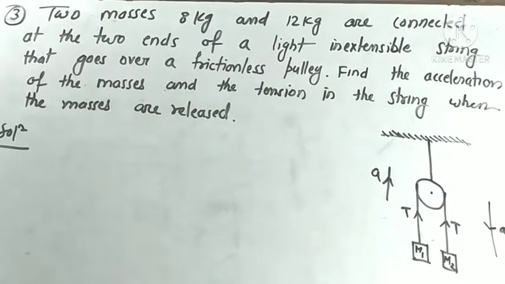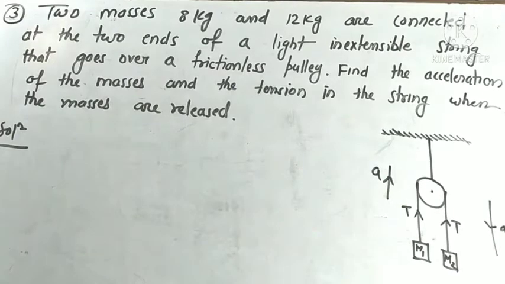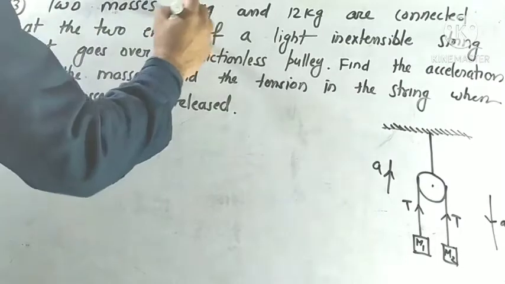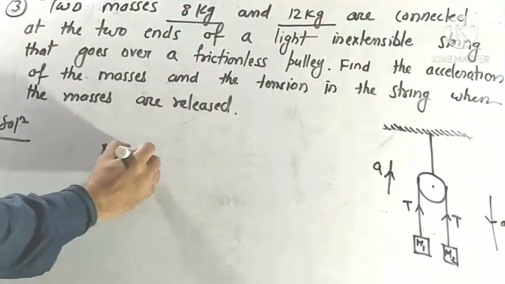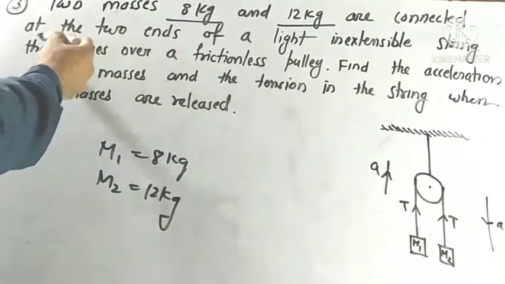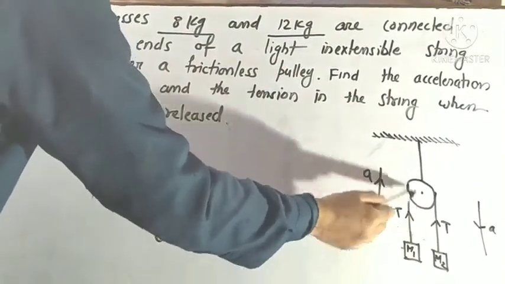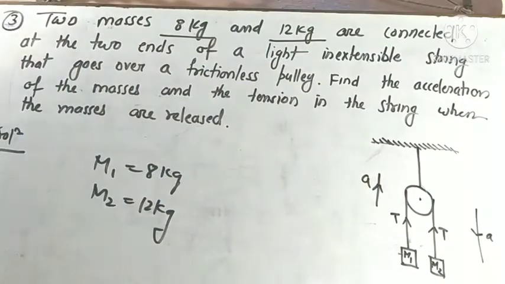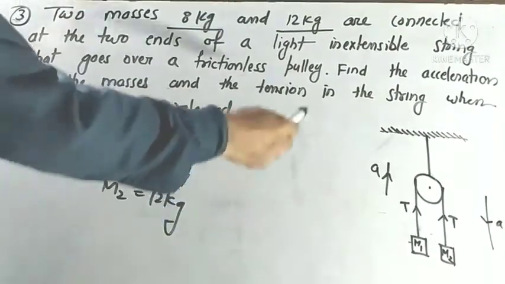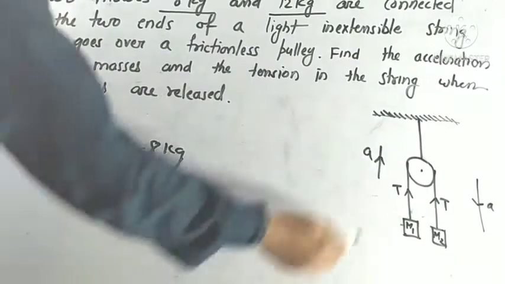In question number 3, two masses 8 kg and 12 kg are connected at the two ends of a light inextensible string that goes over a frictionless pulley. So here the two masses are already given, 8 kg and 12 kg. So M1 is equal to 8 kg and M2 is equal to 12 kg. Find the acceleration of the masses and the tension T in the string when the masses are released. So now we have to find the tension T in the string and acceleration.